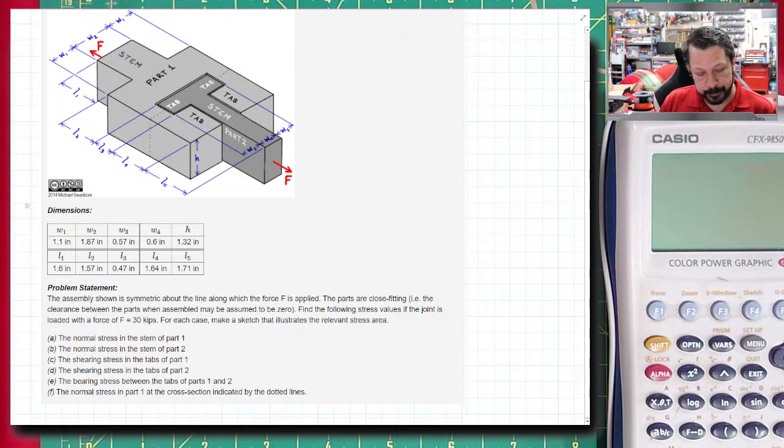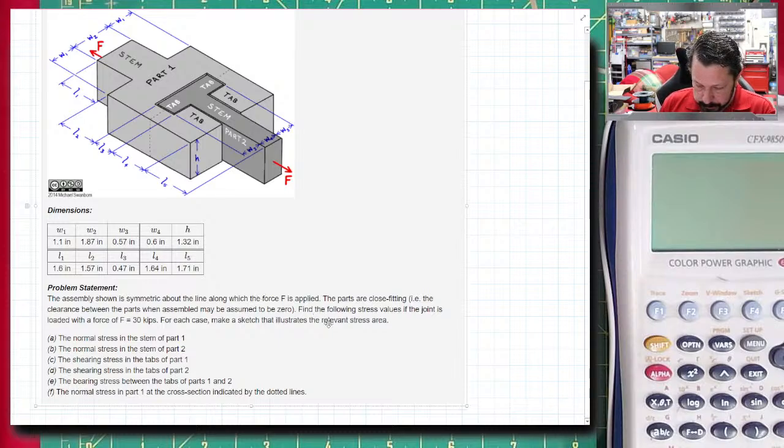Probably the Y direction is what it looks like. We've got a bunch of dimensions here. They refer to all these L's and W's on the drawing. The assembly shown is symmetric about the line along which force F is applied. So it's a mirror image of one half versus the other half. That's fine. The parts are close fitting. It does show a little gap around here, but close fit means that there is essentially no gap. Even though it shows one, that's just for the picture.